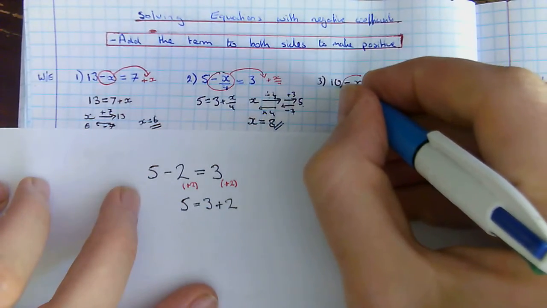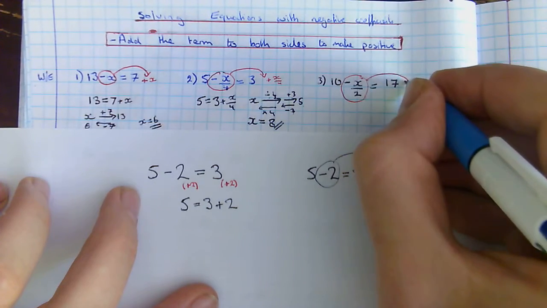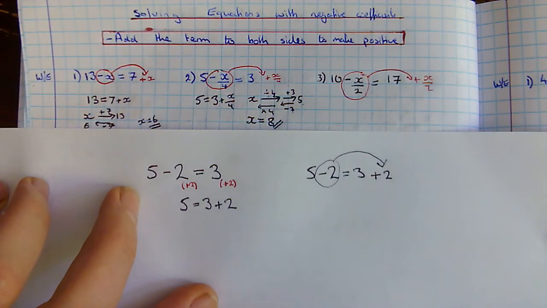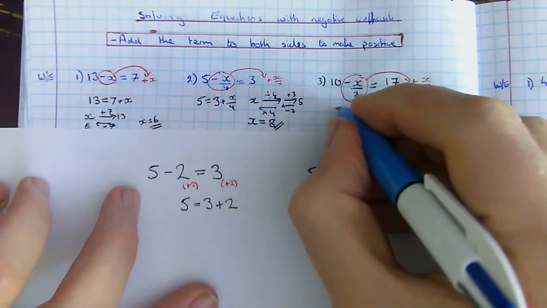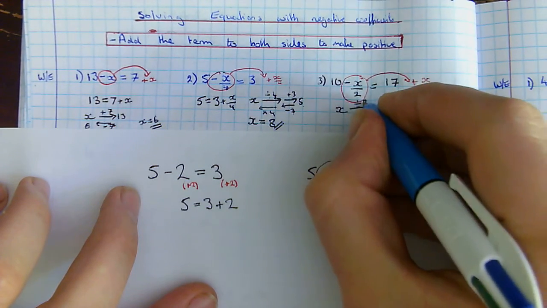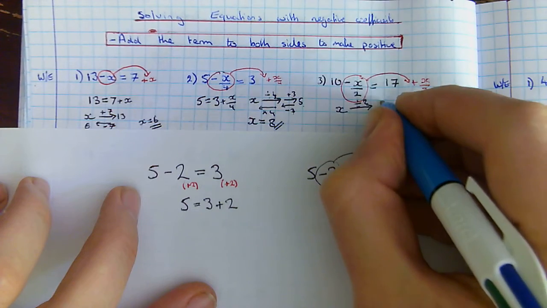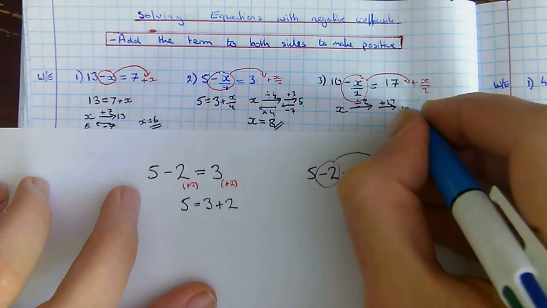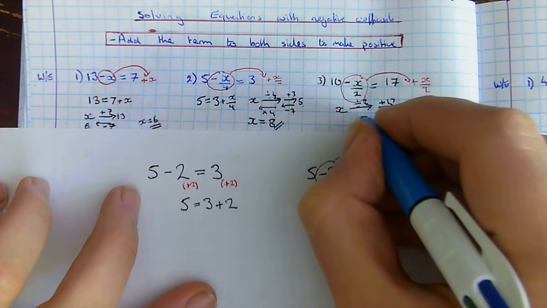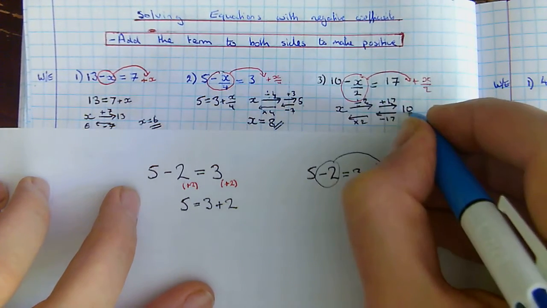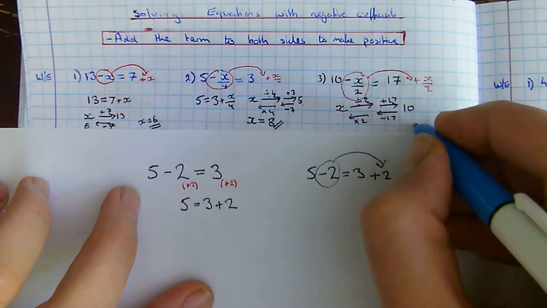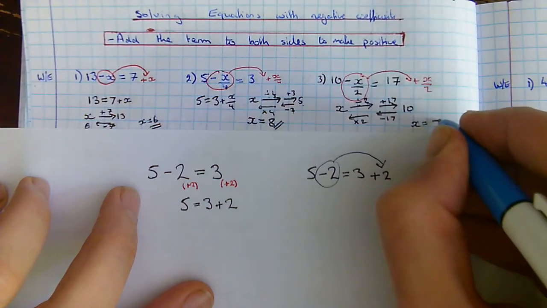Bounce this over to the other side. My minus x over 2 becomes plus x over 2. So I can now think what I've got, x divided by 2 plus 17 gave me 10. Working backwards, going to take away 17, going to multiply by 2. 10 take away 17 is going to give me negative 7. Times by 2 gives me x equals negative 14.